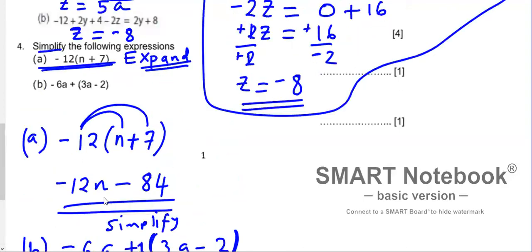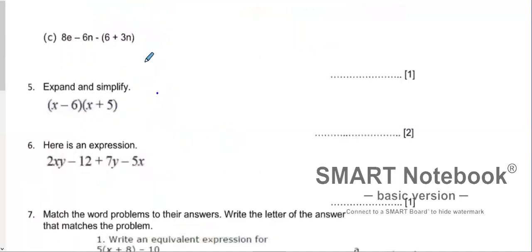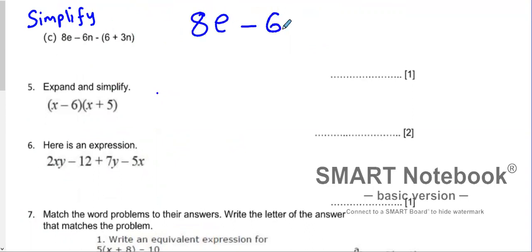All right, so that is done. Let me check the next questions. All right, so part C is here. The continuation of question number 4. Still, we move on with the same instruction, which is to simplify. Now, remember what I said, if there is no number, let me try to zoom this. We have 8e minus 6n. Can you see that there is no number in front of the bracket? So you'll be keeping 1. You'll be keeping 1, and therefore it becomes minus 1, then open brackets, 6 plus 3n. You see that? So then you continue by opening the brackets here.